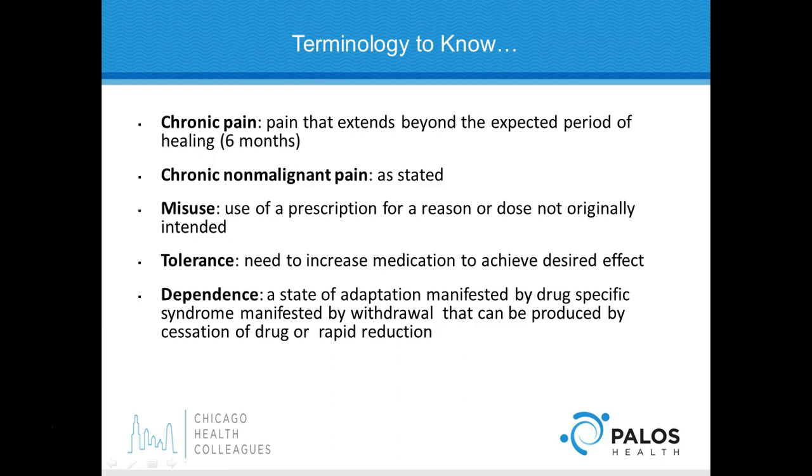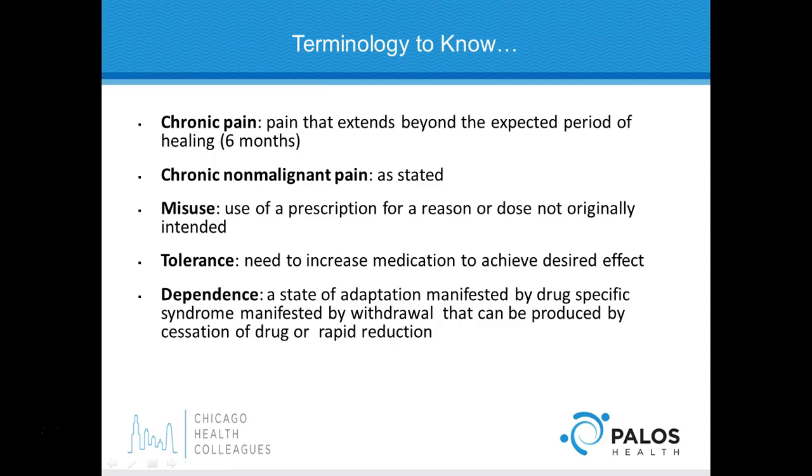We'll talk about what is chronic pain. Chronic pain is any pain that extends beyond 6 months. Now, the definition of acute and subacute will be self-explanatory. Now, we also have chronic non-malignant pain, and it's pretty much what its definition says. Now, we have misuse, which is the use of a prescription for a reason or a dose not originally intended. There's also tolerance, which means that we have to increase the medication to achieve the desired effect. Many medications, you do develop tolerance.